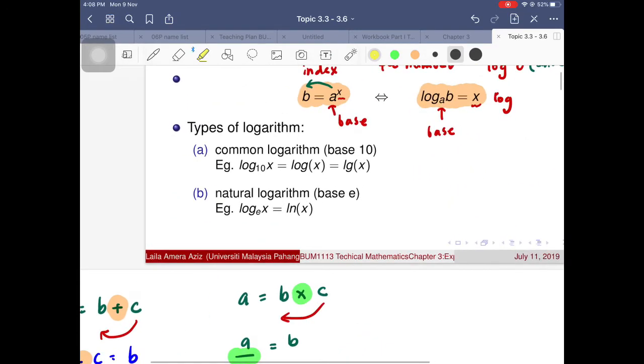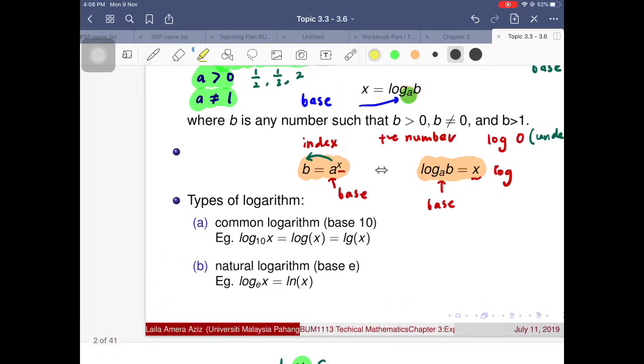And of course, the base could be anything. So base could be any number except that it cannot be a value of 1. So the most common base that we use is going to be the base of 10. So there are multiple ways of writing base of 10. You can write it as log of base 10. You can write it as log of x, so without anything written in between. So we know that is supposed to be log to the base of 10. Or you can also write it in the term of lg. When you have lg, automatically we know that is also log to the base of 10.